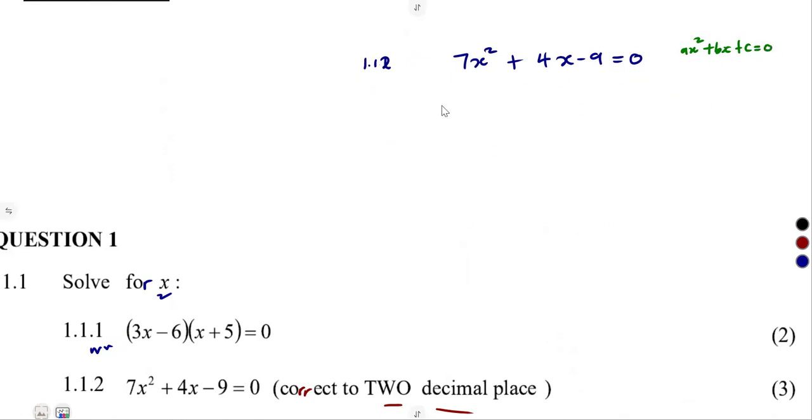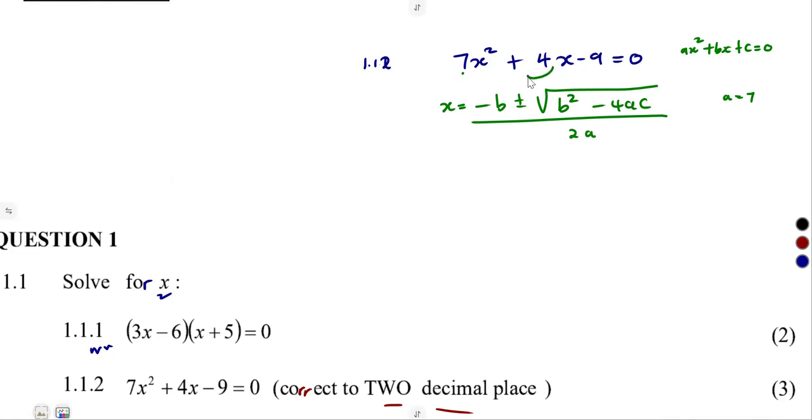To use our formula, x is equal to minus b plus or minus the square root of b squared minus 4ac, everything over 2a. Our a is the coefficient of x squared. So in our case, a is 7. b is the coefficient of x, which is a positive 4. And c is the constant, which is negative 9.